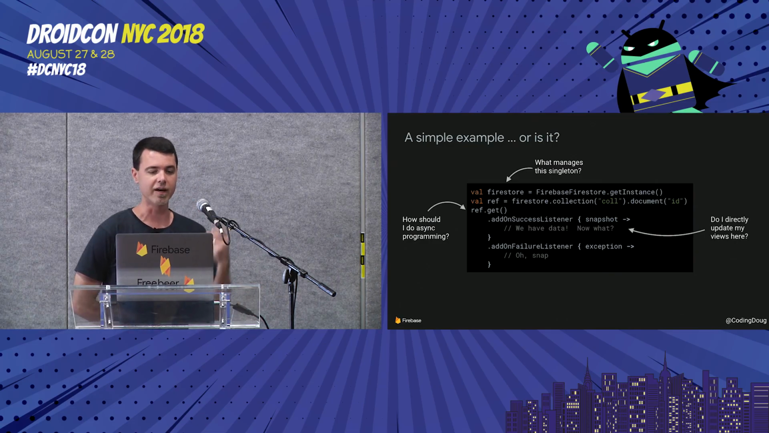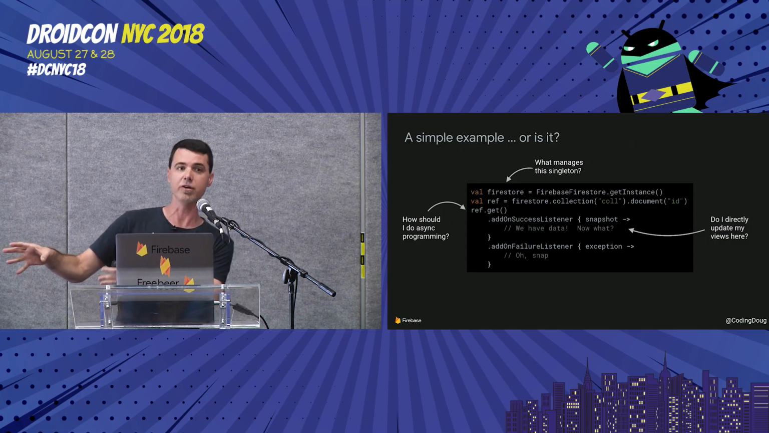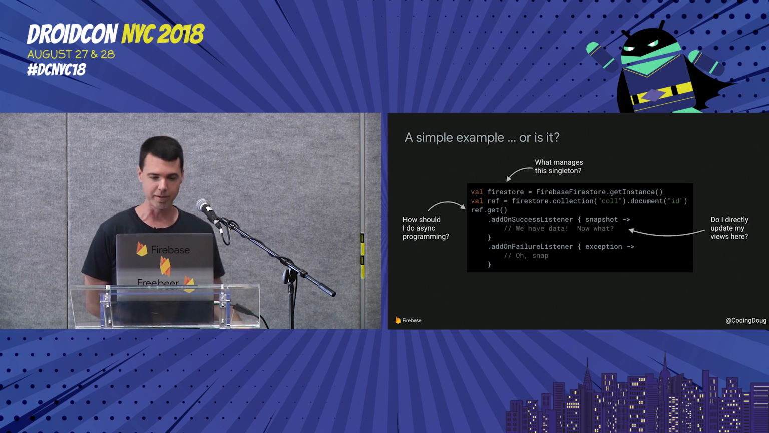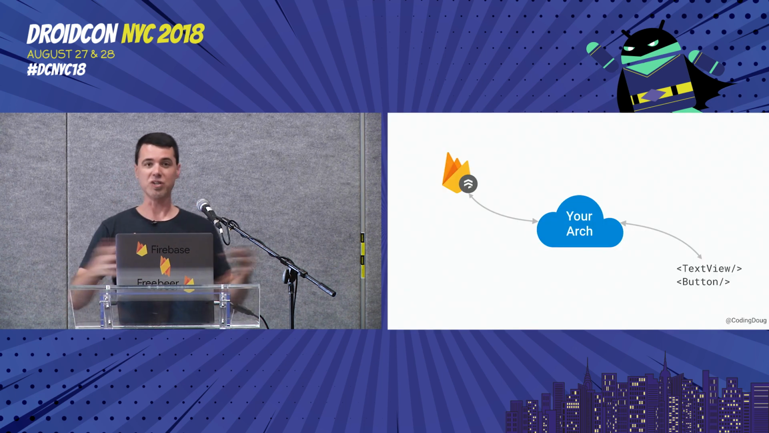The other thing is when you set up a listener, you will get a callback. What do you do with that snapshot? Well, you can reach directly into your views and modify them directly. Is that a good idea? Well, to keep things simple, that might be what we show, but that might not be the best app architecture. Your app architecture is up to you. You get to choose whatever you want.